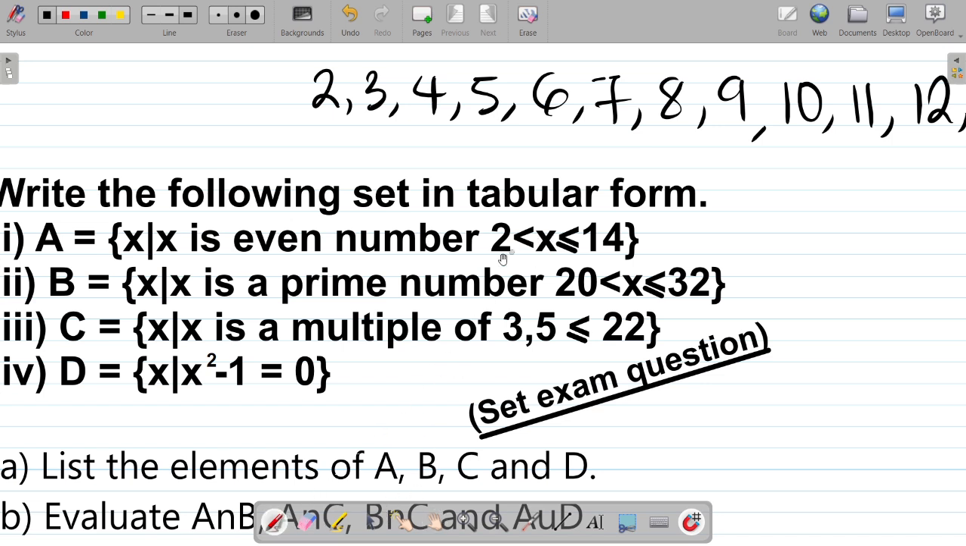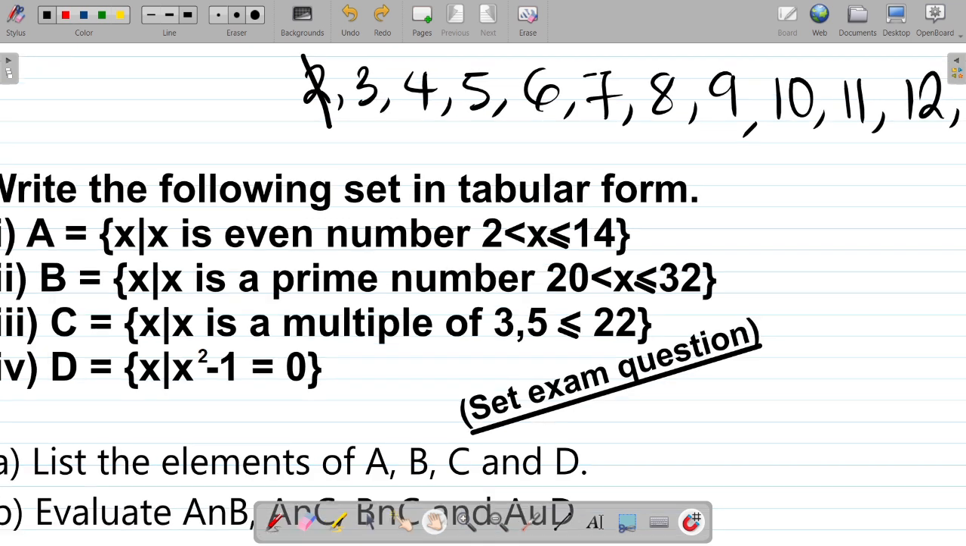Now, when you have 2 less than X, what that means is that the number you see here will not be included. So I'll cancel out 2 first. And the reason why I'm canceling out 2 is very simple: there's no equal to. Assuming you had an equal to here, then we would have included 2. So when you have a less than, it means that this number would not be included. I'll leave 14 because you can see that we have a less than or equal to 14. So I'll leave 14 as part of the elements there.